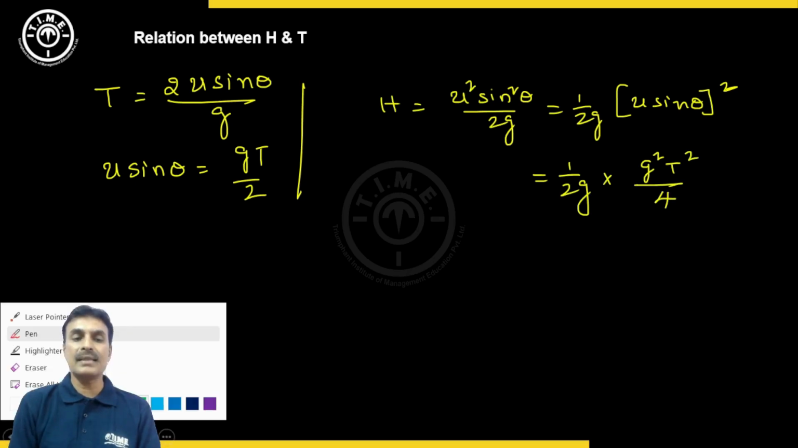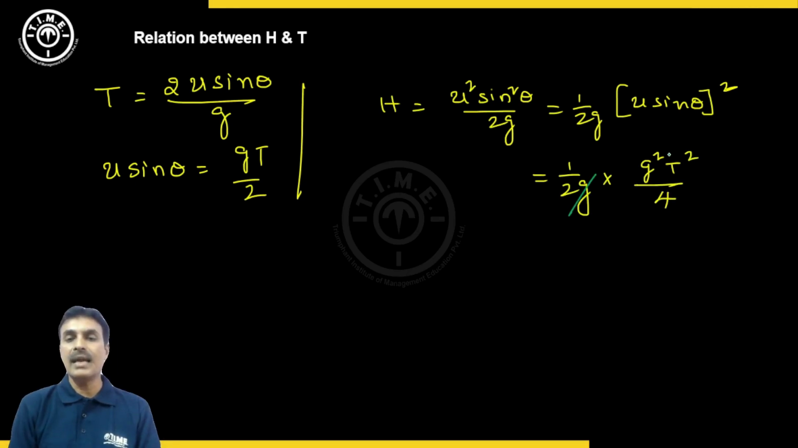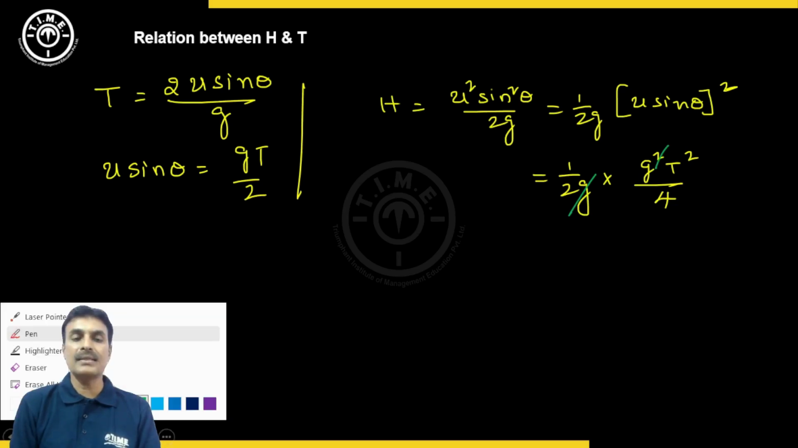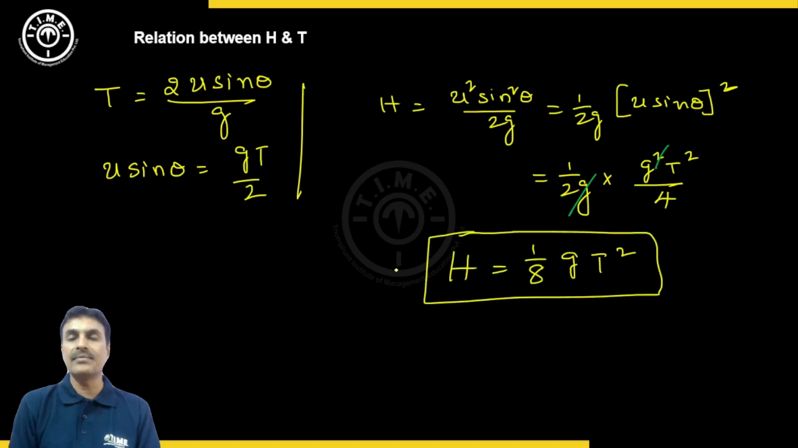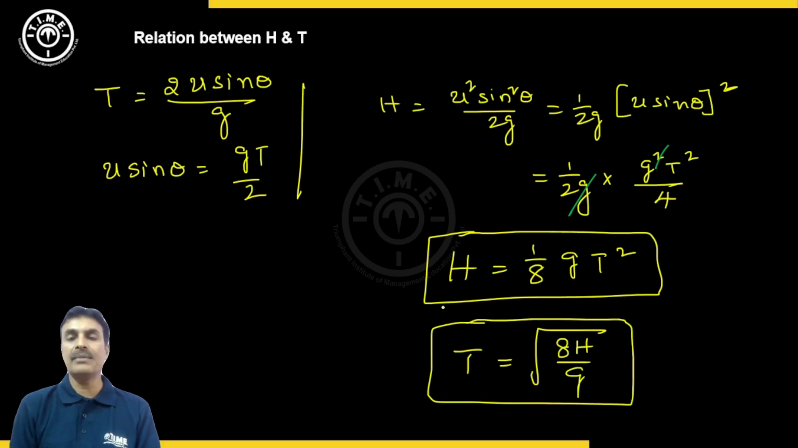Now you can cancel this g and g square term. Then the remaining part is h is equal to 1 by 8 g t square. Direct relation between h and t. Or rearranging, what is t? It's root 8h by g. The time of flight and maximum height are related to each other like this.